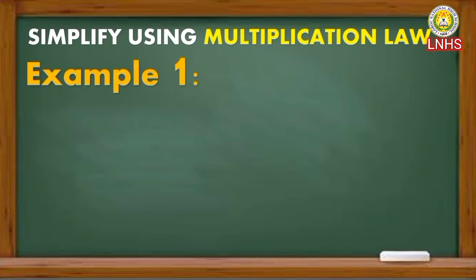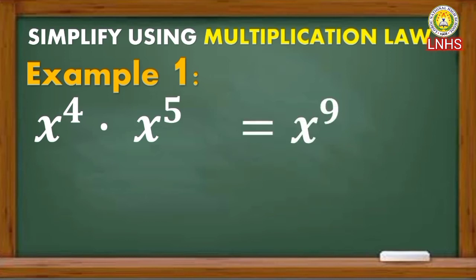Simplify using multiplication law. Example number 1. x raised to the power of 4 times x raised to the power of 5 is equal to, in this case, just simply add the exponents of the common variable. And so 4 plus 5 is equal to 9. So the answer is x raised to the power of 9.